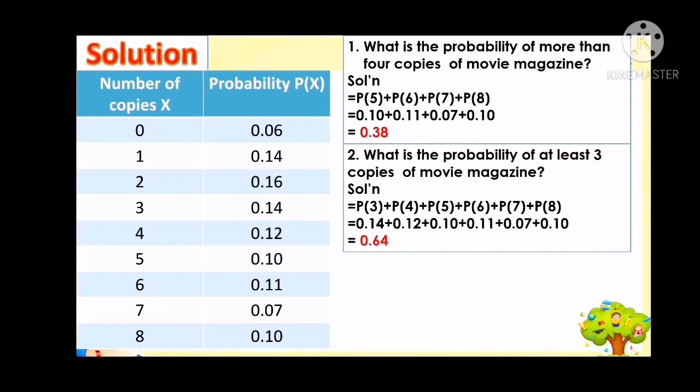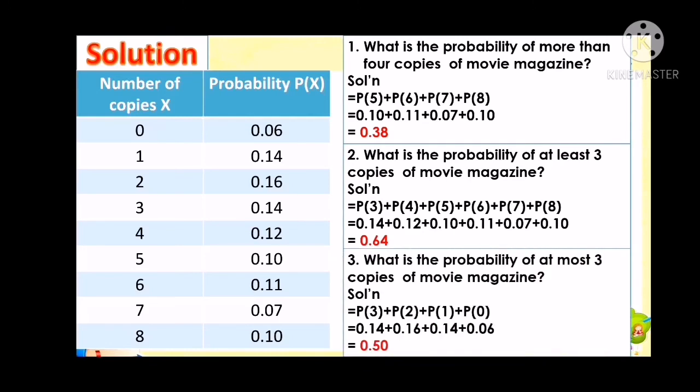Lastly, what is the probability of at most 3 copies of movie magazine? So, this time, at most naman. Ano ba yung ibig sabihin ng at most? At most, yun na yung pinakalimit, yung 3. Okay? So, 3, pababa, at most. 3 is the highest, pababa. Okay? Ano ba yung mga values na yon? 3, 2, 1, 0. Okay?